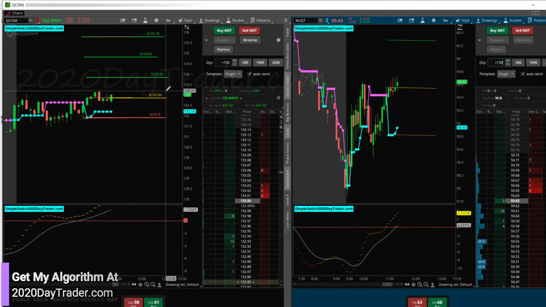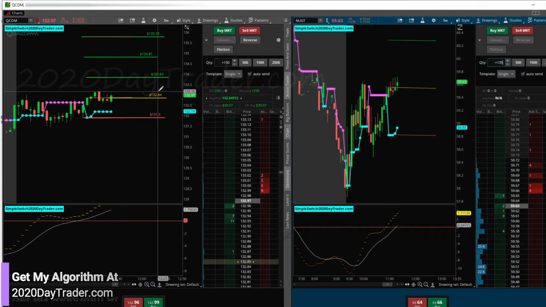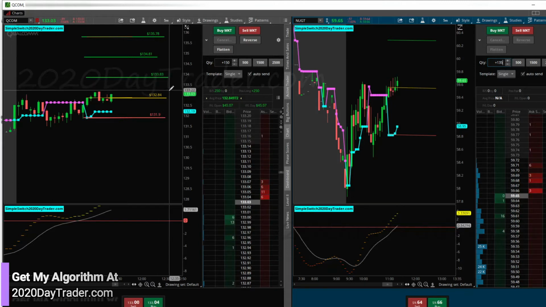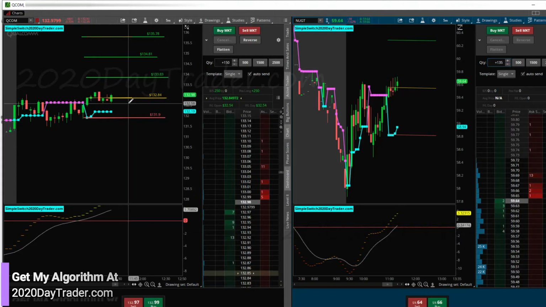And I still may protect 150 shares of this, not wait for it to get to the target. I may, as soon as this comes up a little, protect 150 shares and then see if we get lucky. Or if it comes back down, then we just get out with a tiny profit on that 150, and then we let the other 100 run.